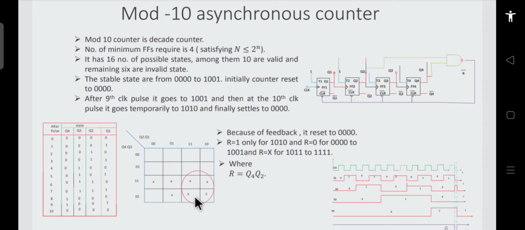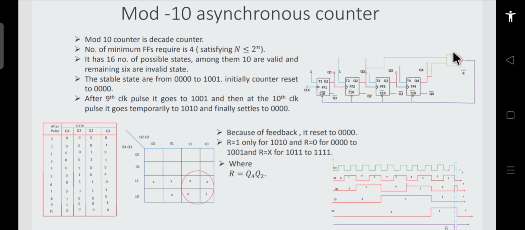If we have made these entries, as I have already explained, and you simplify it, then your reset terminal will get the value Q4 Q2. If you want to generate reset only, then you will use an AND gate here. But if you are generating R bar, reset bar, because this is our clear bar, with bubbles we are using here, that is why.